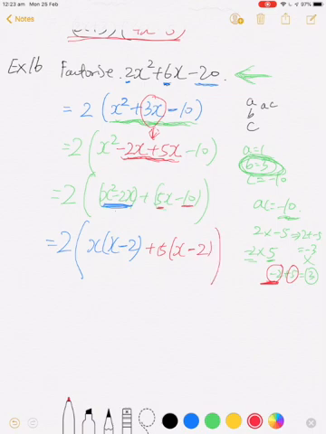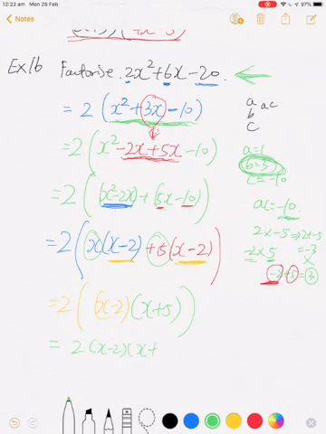And then you see here we have x minus 2, x minus 2 common factor. So now we take that common factor x minus 2 out, and we have x left and plus 5 left. So your equation eventually after you factorize will be 2 times x minus 2 times x plus 5. Okay, so this will be your answer.